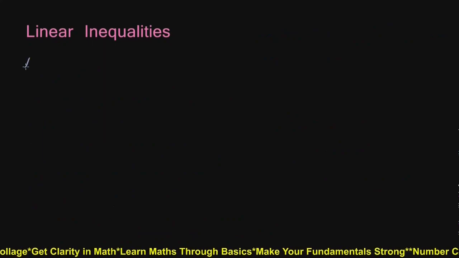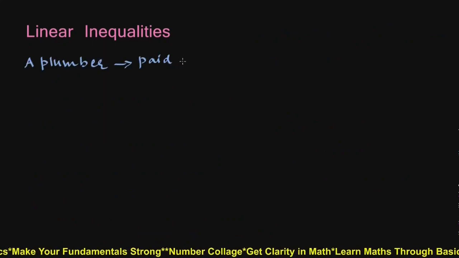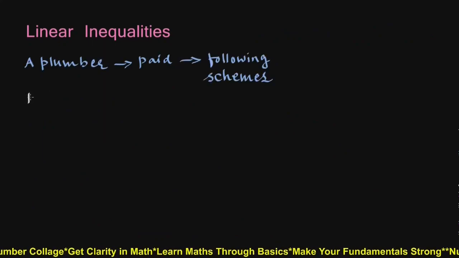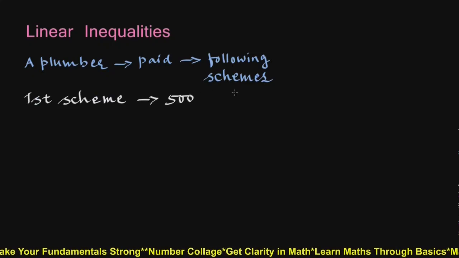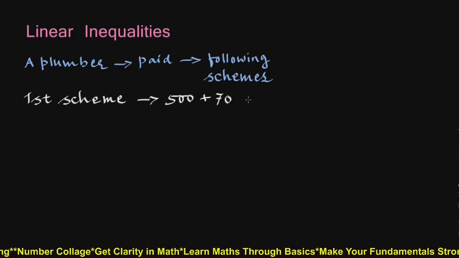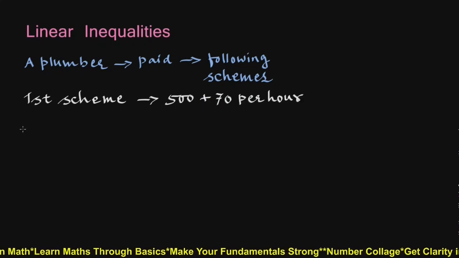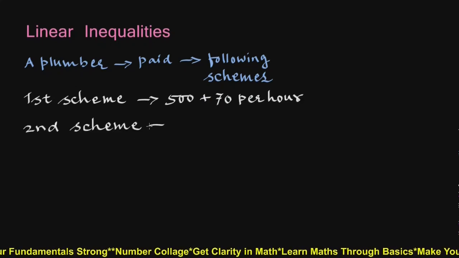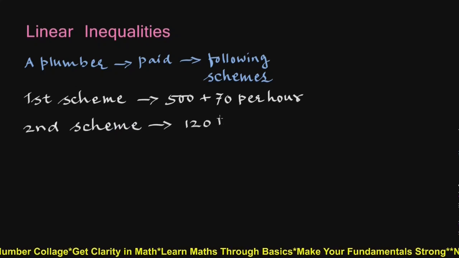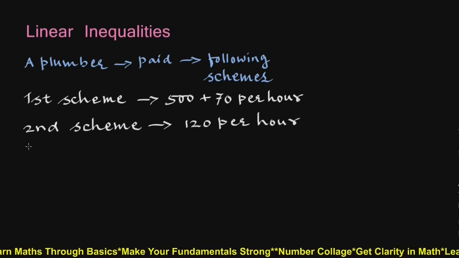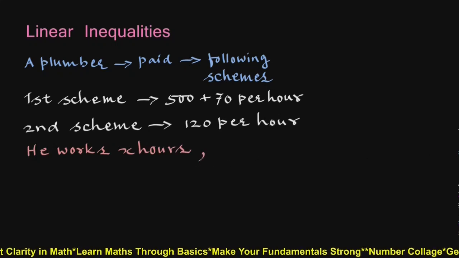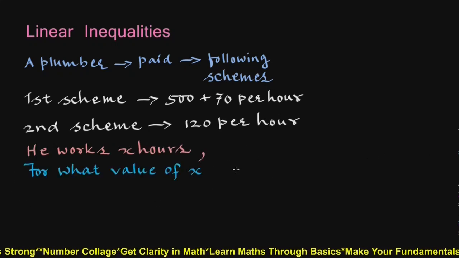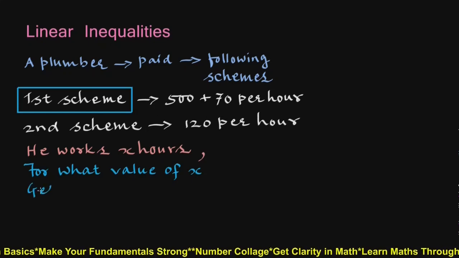A plumber can be paid according to the following schemes. In the first scheme, he will be paid rupees 500 plus rupees 70 per hour, and in the second scheme, he will be paid rupees 120 per hour. If he works for x hours, then for what value of x does the first scheme get better?